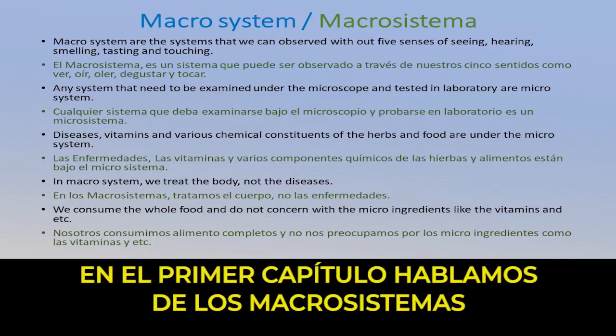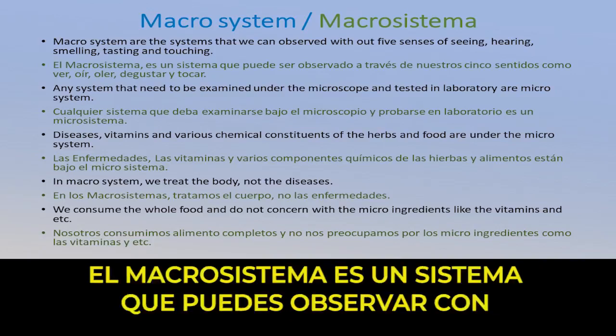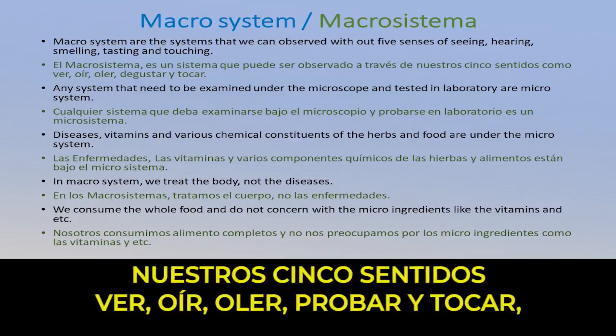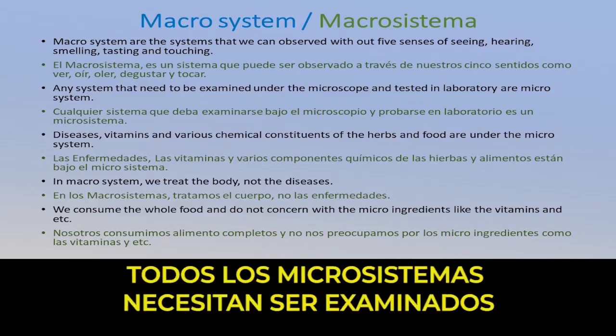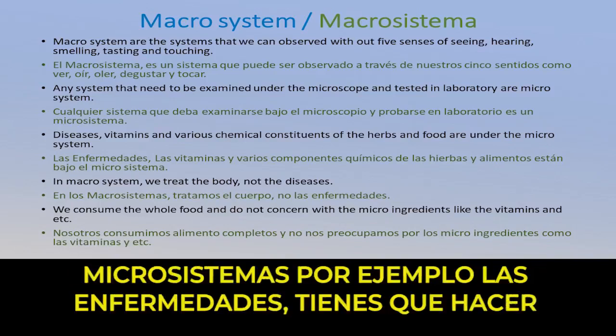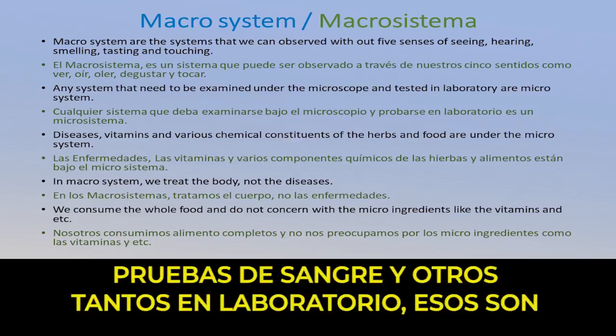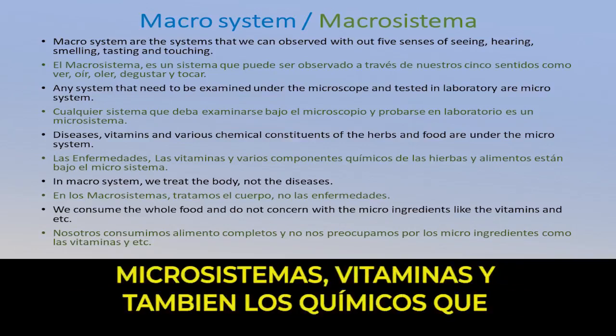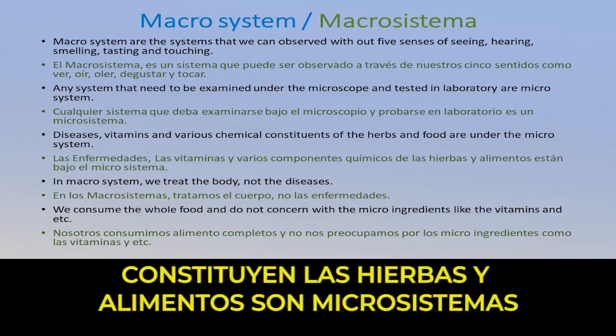In the first chapter, we talked about the macro system. Macro systems are systems that you can observe with our five senses of seeing, hearing, smelling, tasting, and touching. Now, all systems that need to be examined under the microscope and tested in the laboratories are the micro system. For example, for diseases, you need to do the blood test, you need to do so many tests in the laboratory. They are micro system. Vitamins and many of these chemical constituents of the herbs and food are under the micro system.